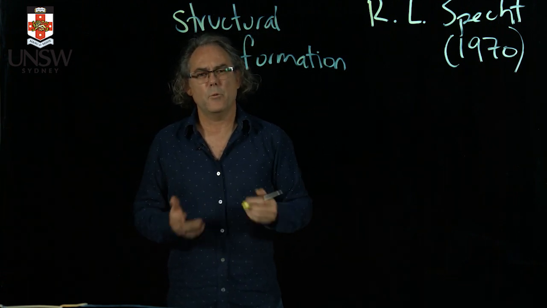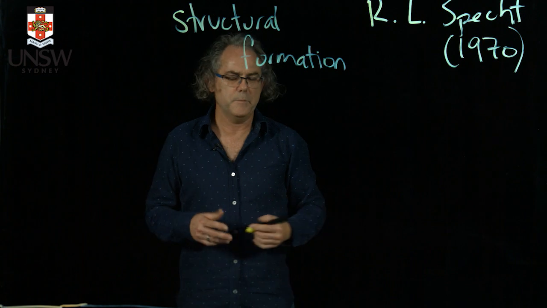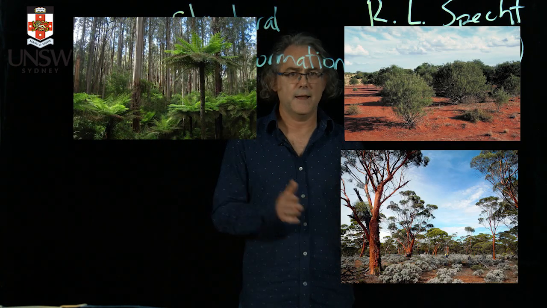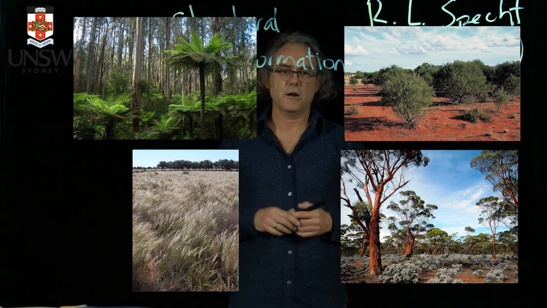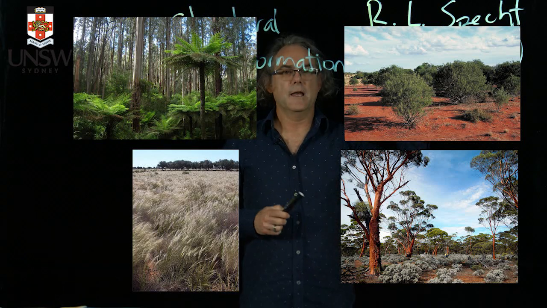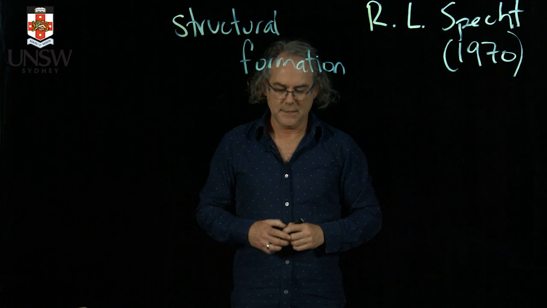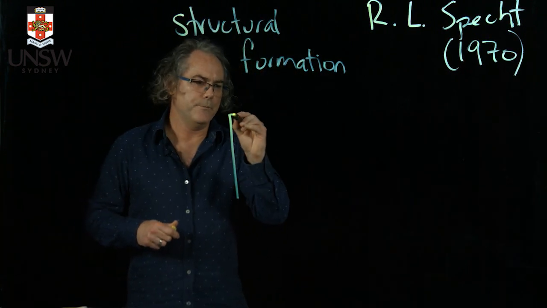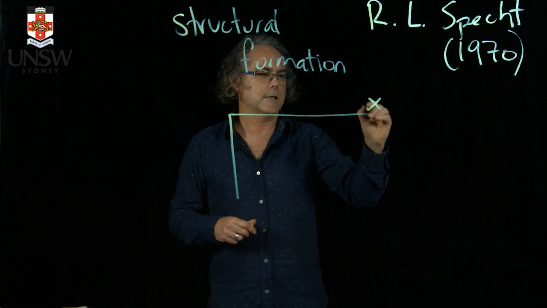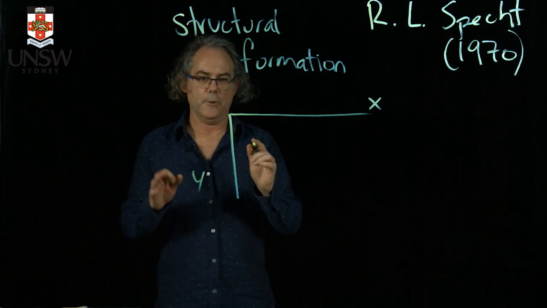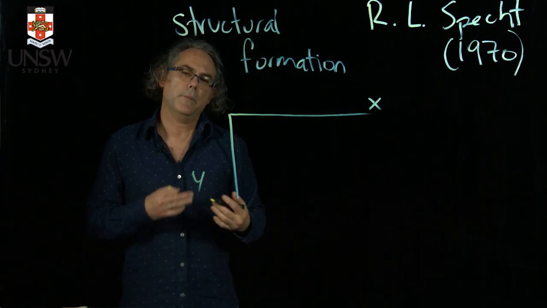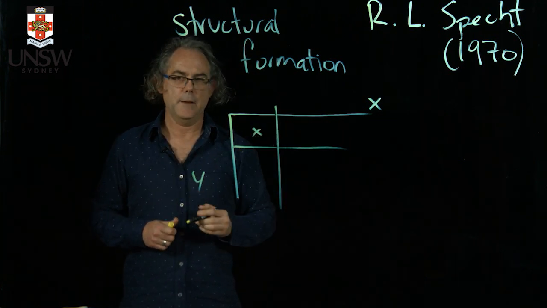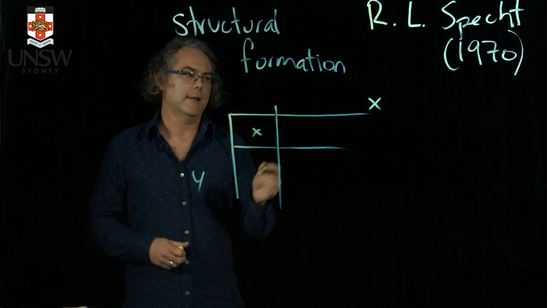And simple words that I'm sure you'll be familiar with, things like forest and woodland or shrubland or grassland are all structural formations. And in the Specht scheme, they all mean something. Now the Specht scheme is super simple. It has an X and a Y, it's a table, and it just takes a couple of measurements and you end up somewhere in this table that tells you what you're dealing with. So let's have a look.